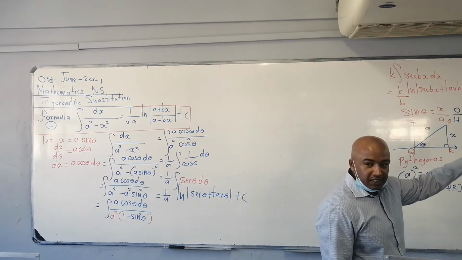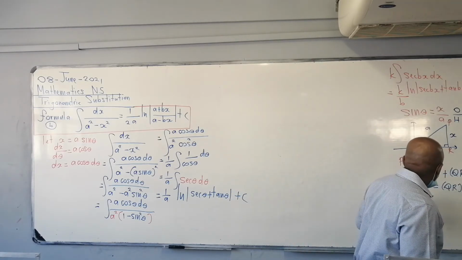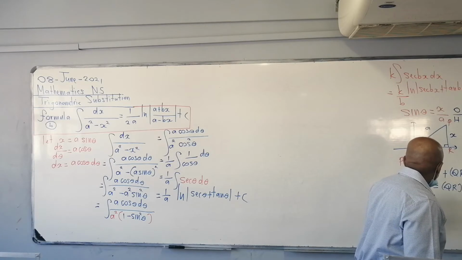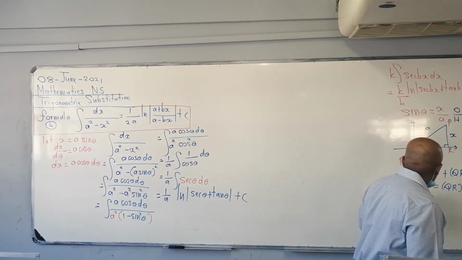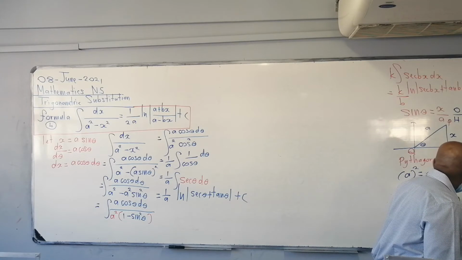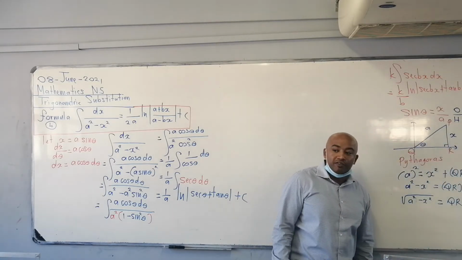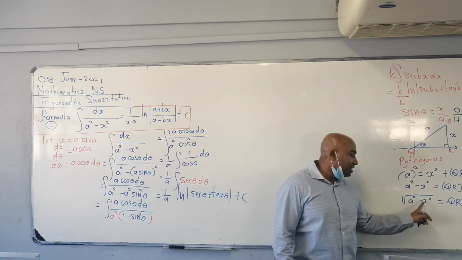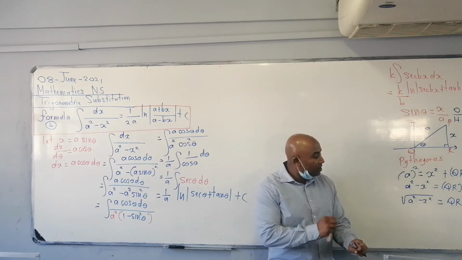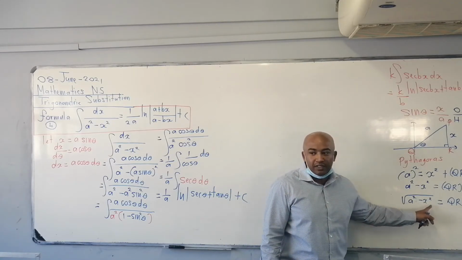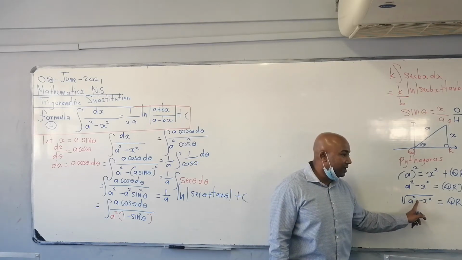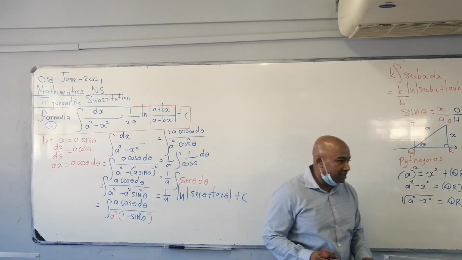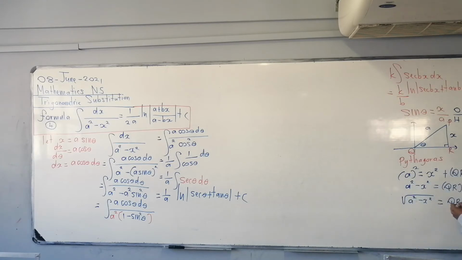We are in the first quadrant, x is positive, so I'm taking the positive square root of a squared minus x squared, which is equal to QR. I found the square root of both sides. We cannot go any further. There's a minus sign separating the terms, so you cannot find the square root of a squared minus x squared term by term. You cannot find the square root of x squared if there's a minus or a plus separating terms. So I found out that QR is the square root of a squared minus x squared.